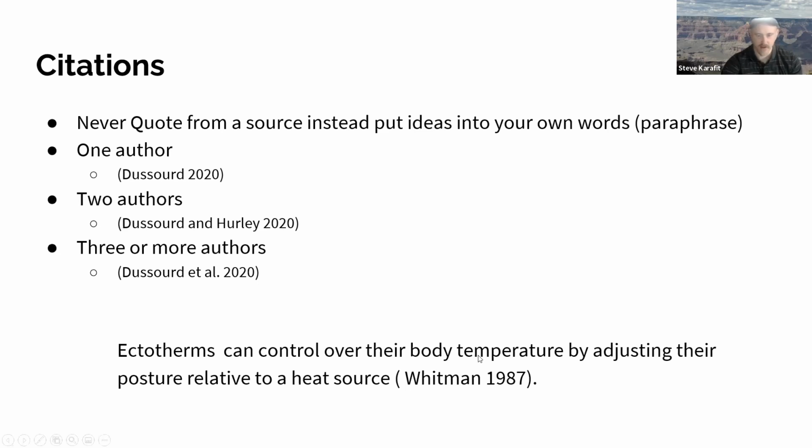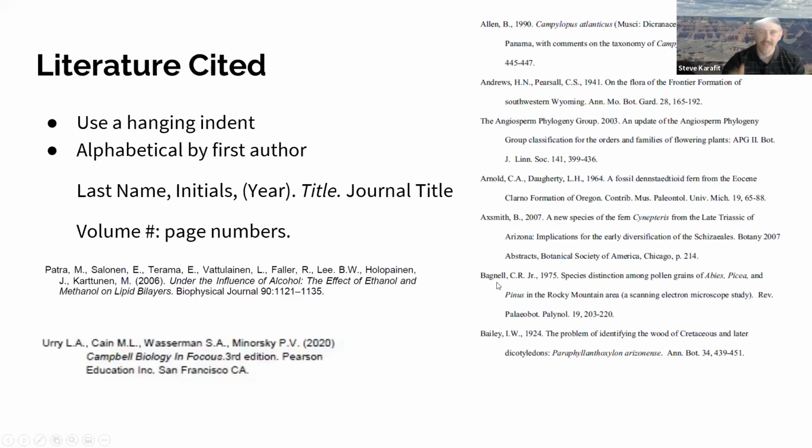Here's an example of a citation down here. Ectotherms can control their body temperature by adjusting their posture relative to a heat source. Whitman, 1987. And then at the end of the paper, you have to format this correctly to get full points. You need to use hanging indents. If you don't know how, you've got to Google it, okay? Organize all these alphabetically by the first author. Don't rearrange the author names from the paper. Arrange them by first author, okay?